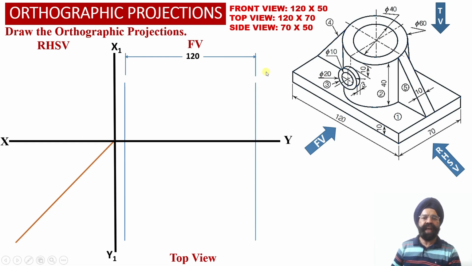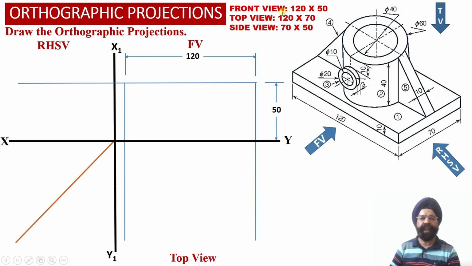Now we know that the height of the solid is equal to 50 millimeter. So we are going to obtain a horizontal projector line in the front view orthographic projection at a height of 50 millimeter above the XY reference line. And this horizontal projector line we have appropriately extended into the right hand side view orthographic projection as well, because in the right hand side view we are also going to require the height of the solid equal to 50 millimeter.